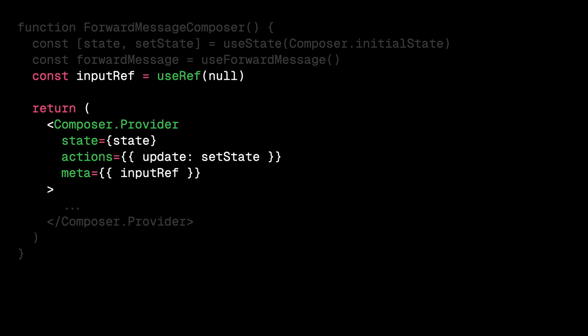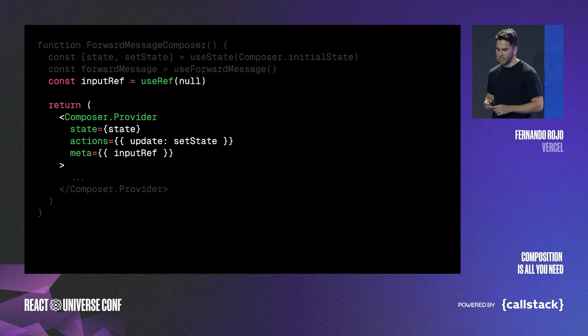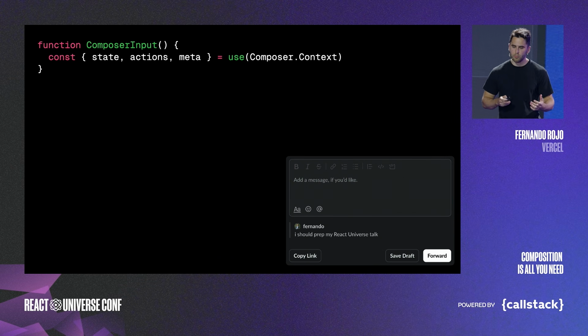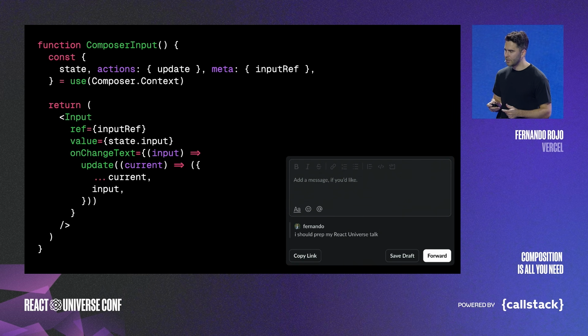For example, you could add an input ref here. Now any component can easily focus the input, and you don't need to pass it down through a bunch of weird places or use imperative handle. You just have it in your context. And the specific naming here just comes down to preference. And so how does this look in practice? Well, the composer input simply uses the context and renders from there. The input is actually agnostic to the state and actions and how they're implemented. It just renders it based on the shared context.